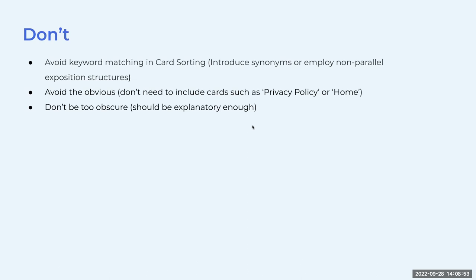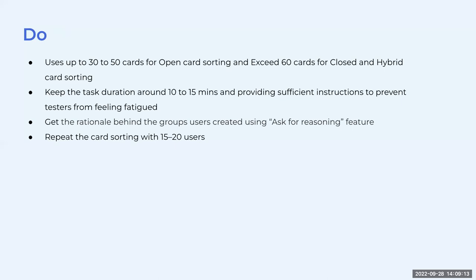Please make sure that you put categories and cards clear enough. If you think the cards and categories may not be clear enough for the respondent, then you can add a description for each. So here is what you can pay attention to for the cards and categories. In the UXArmy platform, we have open card sorting, closed card sorting, and hybrid card sorting. We have a limit of around 100 cards and categories, but we still have a recommended number for each. For open card sorting, it's recommended to have 30 to 50 cards, and for closed and hybrid card sorting, it's okay to have more than 60 cards.